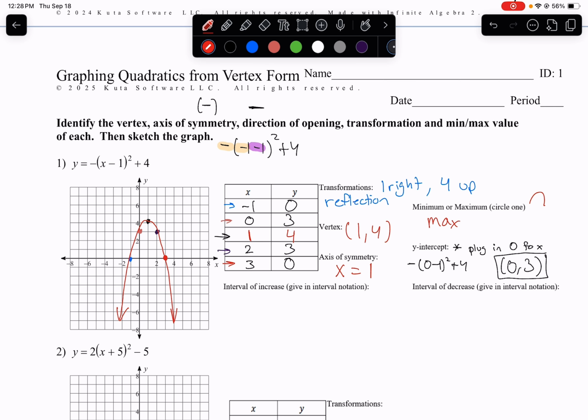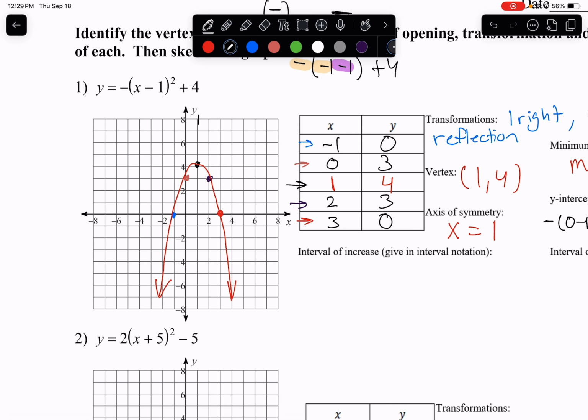The last thing I would do here is the interval of increase and the interval of decrease. You can cut your graph in half with your axis of symmetry, which in this case is x equals 1. They want interval notation, so the x values on the left-hand side here are going to be -∞ to 1. When you want interval notation, you use the infinities. And then the right-hand side here starts at 1 and is going to go to +∞.